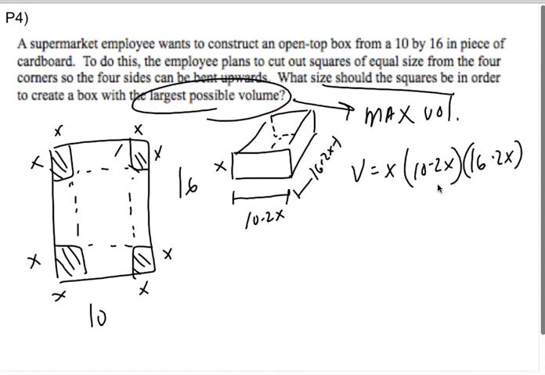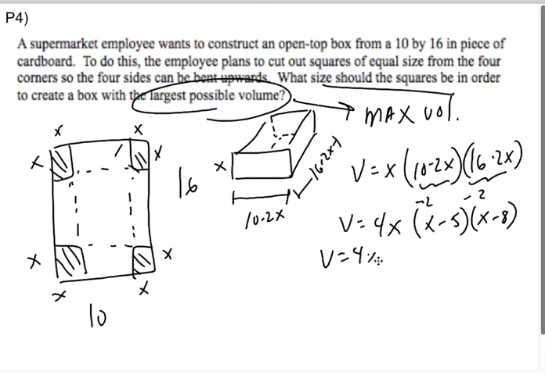If you wanted to spot that you could pull out a 2 from here, in fact, you could probably just pull out a negative 2, and you could pull out a negative 2 from here. You might want to say, oh, look, that's a 4x at the front, and now it's just an x minus 5, which is a lot easier to FOIL, and this is an x minus 8, which is a lot easier to FOIL. It's up to you. It gets you to the same spot eventually.